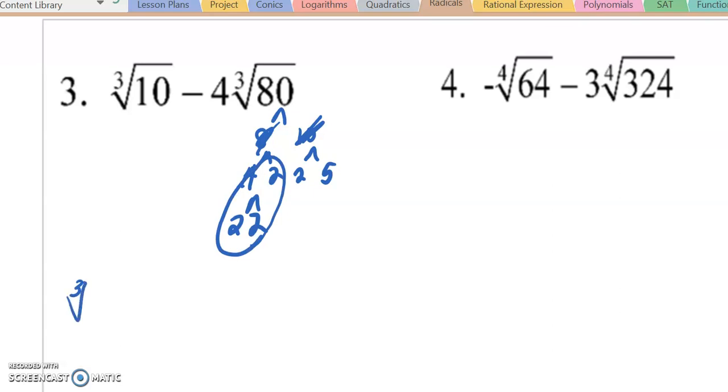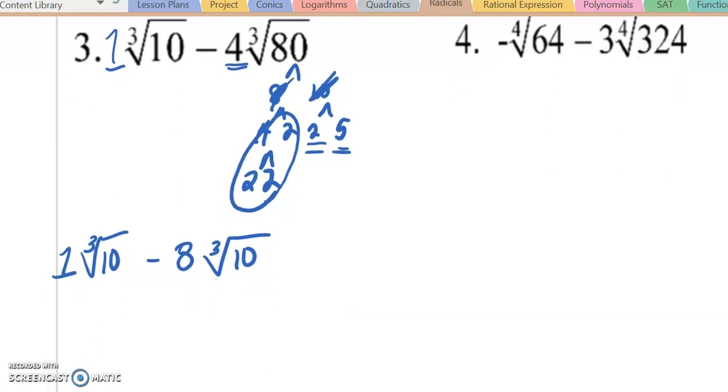So now I have the cube root of 10, which is really 1 times the cube root of 10, because there's a 1 in front of it. I have 3 2s, and there's a 4 here, so this is going to be minus 8, because 4 times 2. Then I have 5 and 2 left over, which means it's the cube root of 10 again. Now you can see the cube roots of 10 are the same, so I can take 1 minus 8, which is negative 7, the cube root of 10.